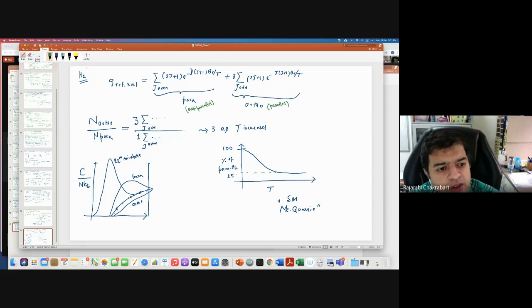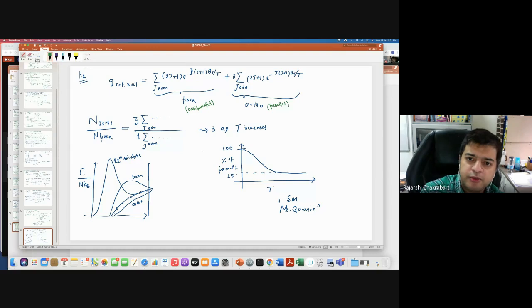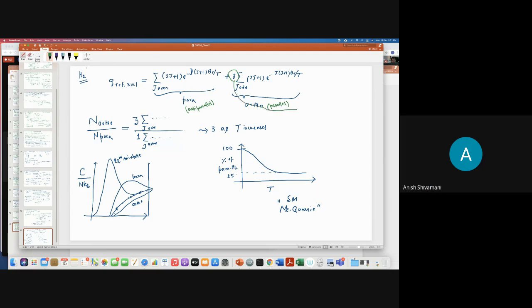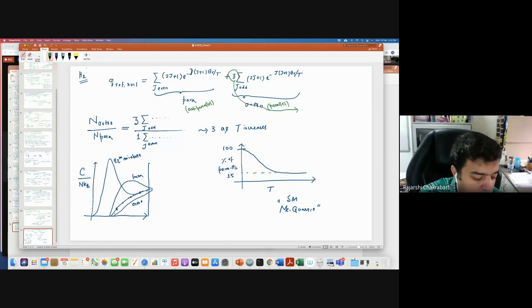If I calculate the number of ortho hydrogen divided by the number of para hydrogen, how do I calculate? I just take J odd divided by J even, but you see there's a factor of 3 coming here. Why this factor of 3? Can anyone tell me? Because this is coming from the 3 possible symmetric nuclear spin functions, isn't it? Yes, sir.